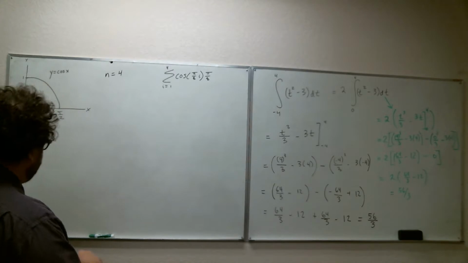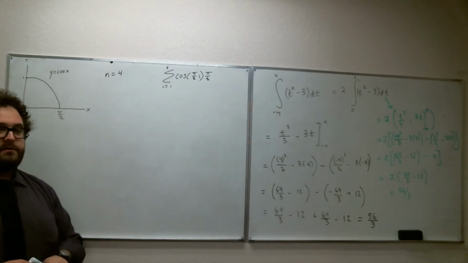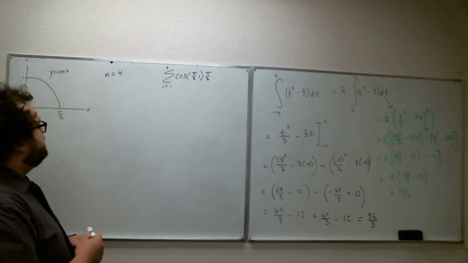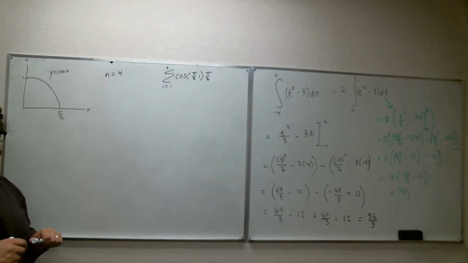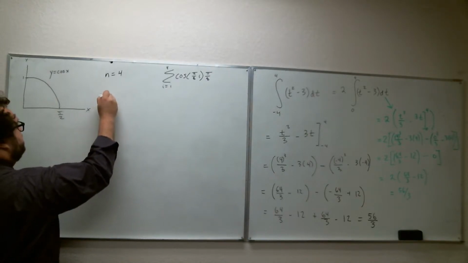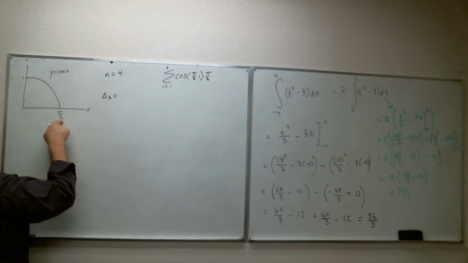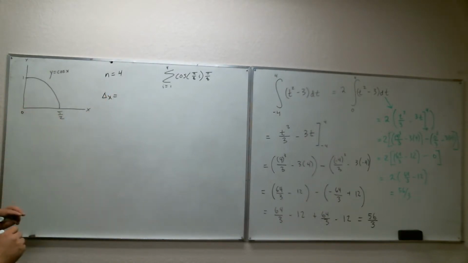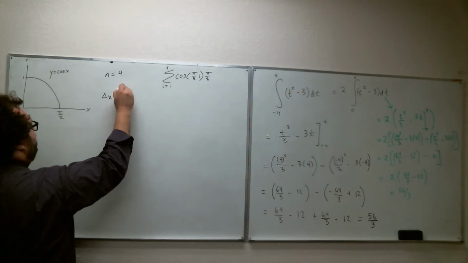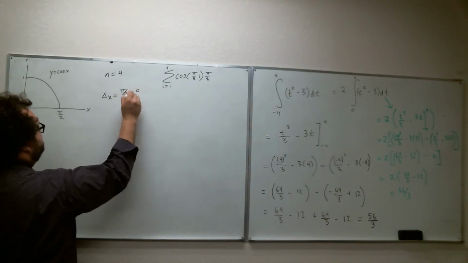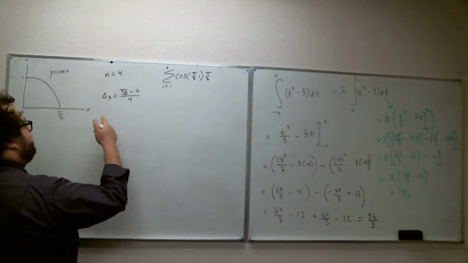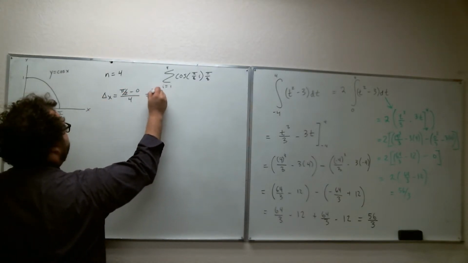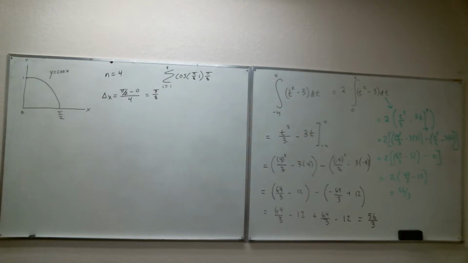Let's draw a picture. First of all, 4 rectangles. How do you find the width of all your rectangles? You take the interval and you divide by the number of rectangles. So essentially, delta x is always going to be equal to b minus a over n. We're going from 0 to pi over 2, so pi over 2 minus 0 over 4, because we have a finite number of rectangles here. So pi over 2 divided by 4, that's pi over 8. So pi over 8 is the width of each of our 4 rectangles.